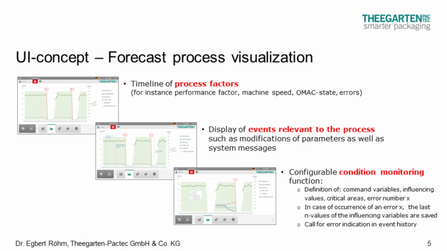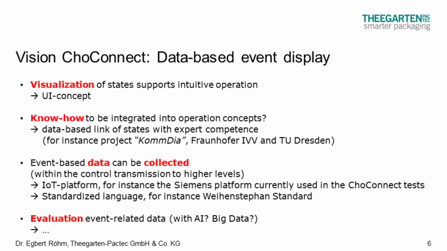Based on experience, areas can be clearly shown where critical machine states can occur. This is the introduction to condition monitoring. From the development of the data and their combination, possible future states can be recognized and displayed. Predictive operation, which recognizes the occurrence of error conditions at an early stage and takes preventive action to avoid these conditions, contributes significantly to increasing the efficiency of the machine and thus of an entire process line. Data-based event display is the vision of ChoConnect.